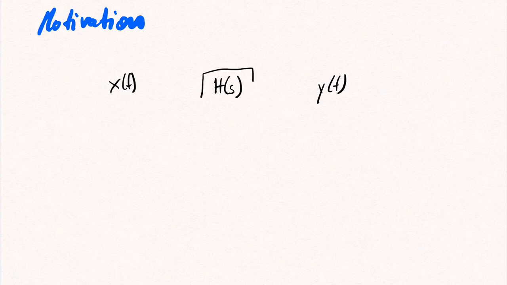Before we look into the details of how sampling and reconstruction works, let's first look at the motivation why this is actually important to us. Let's say we have an input signal x of t, which is in continuous time, and we want to filter it to receive the output signal y of t. Then we know we can do this with an analog filter, which is described by its transfer function h of s.